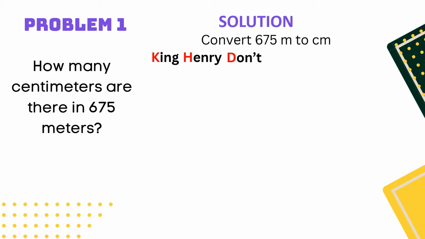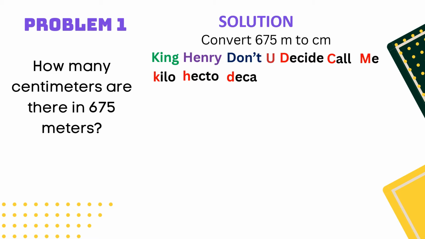King Henry, don't you decide, call me. King for kilo, Henry for hecto. Don't for deca, U for unit. Decide for deci, call for centi, and me for milli.